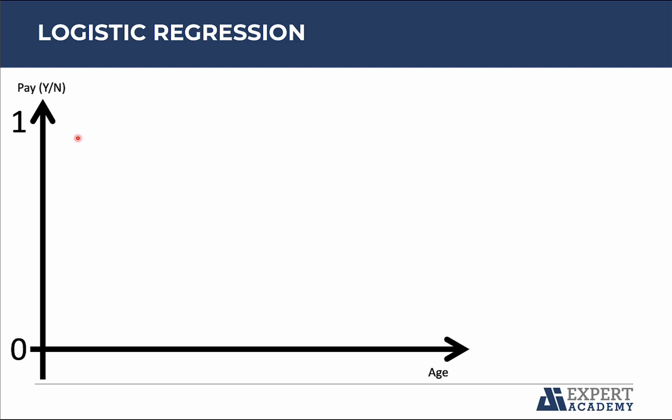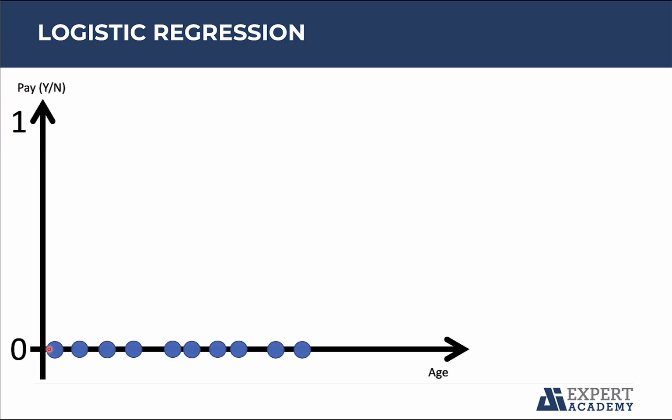We are going to consider this other example. On the x-axis of the graph, we have the age of the person, and on the y-axis, the class: pay yes or no. The idea is to predict if a person is going to pay or is not going to pay the loan. Pay equals no is represented by the number 0. Pay equals yes is represented by the number 1.